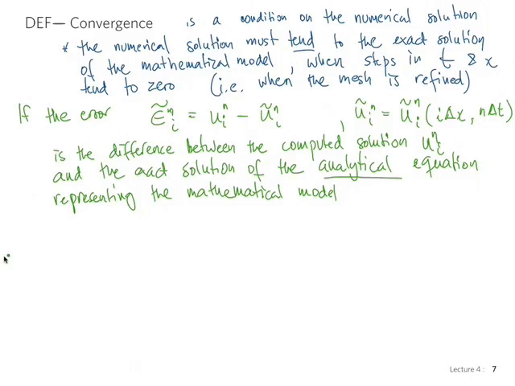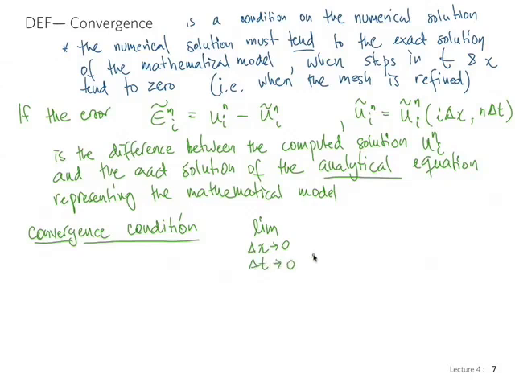So, if that is our definition of the error, then the convergence condition is that the limit when delta x tends to zero and delta t tends to zero of this error squiggle tends to zero. Note that these two criteria involve different definitions of error. Again, the stability and convergence criteria do not refer to the same error. Okay?